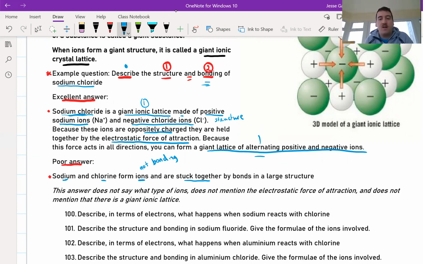It says by bonds in a large structure. And again, no mention of a giant ionic lattice. So that's not a description, it just says a large structure. Again, that answer can be massively improved.